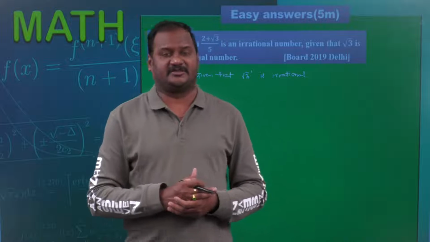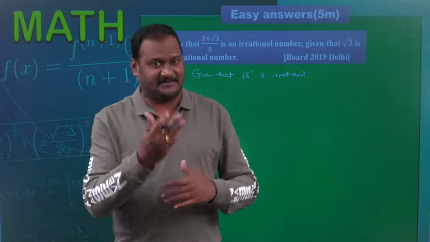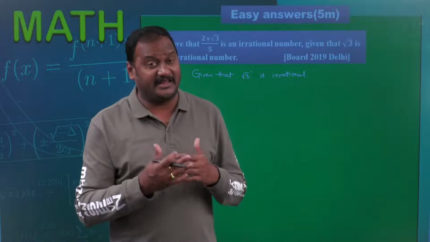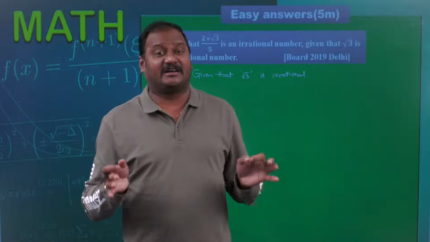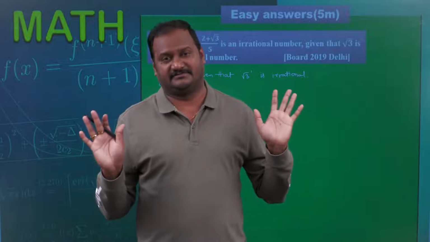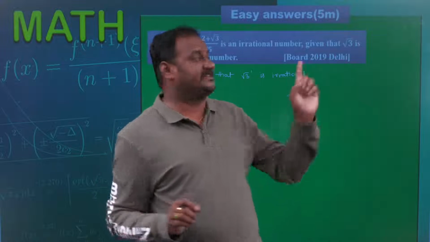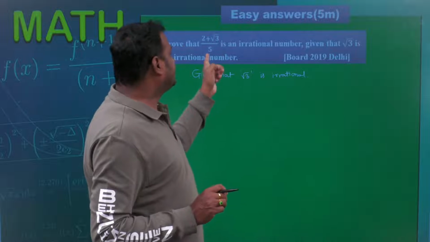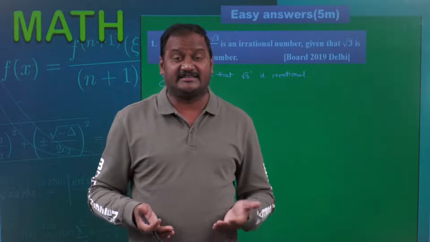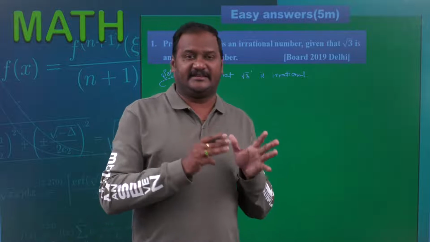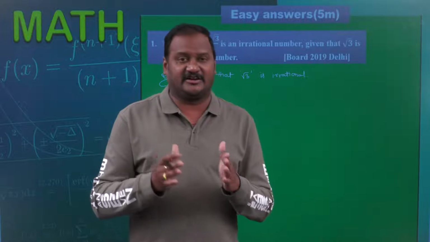Now in this indirect method of proof, we begin with the RTP, that is the conclusion, saying that our RTP is wrong. Hope you understand. Saying that our RTP is wrong. What is our RTP here? (2 plus root 3) divided by 5 is an irrational number. That is wrong. That is our assumption. So in this indirect method of proof, we assume that our conclusion is wrong.